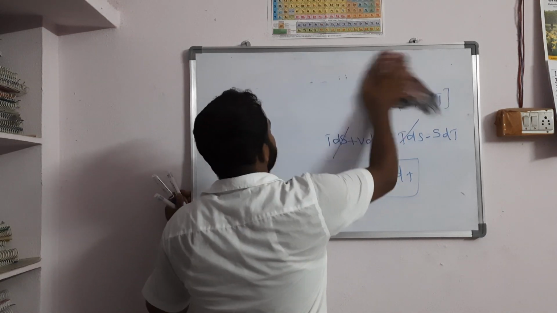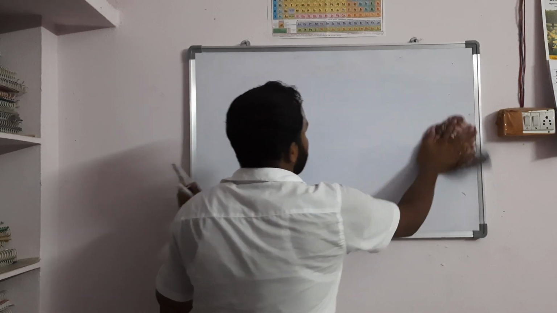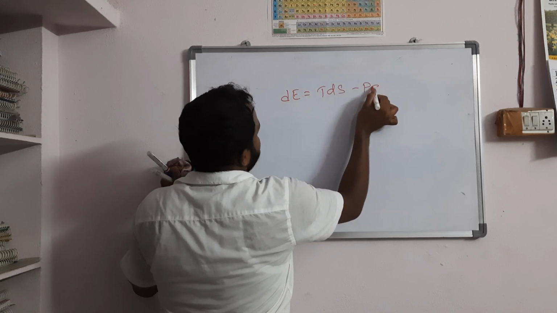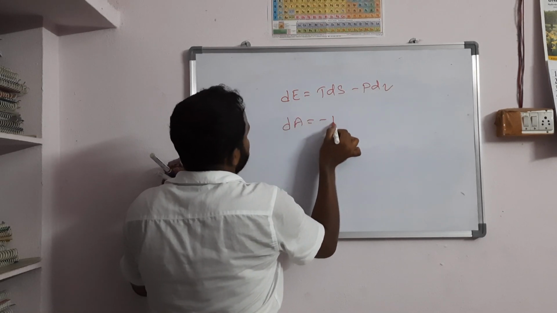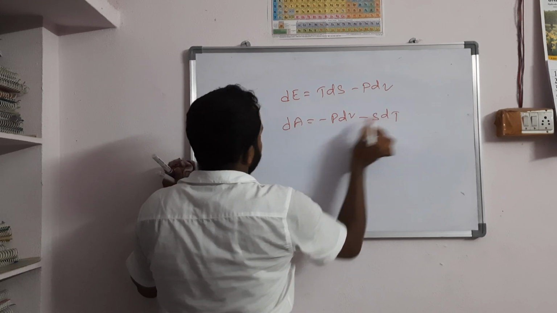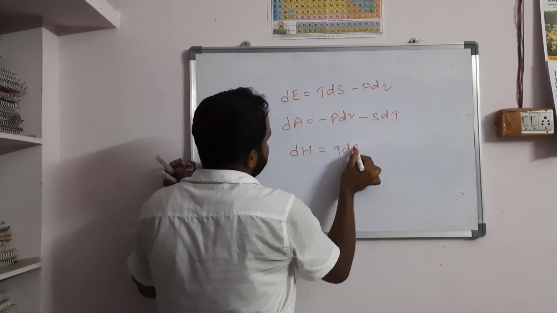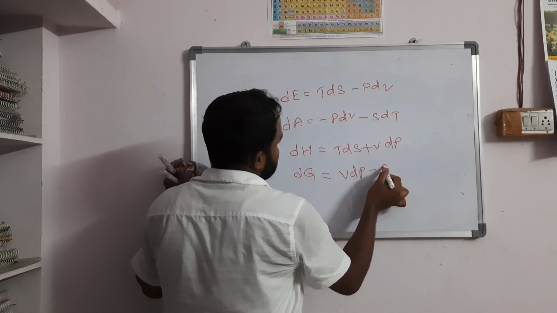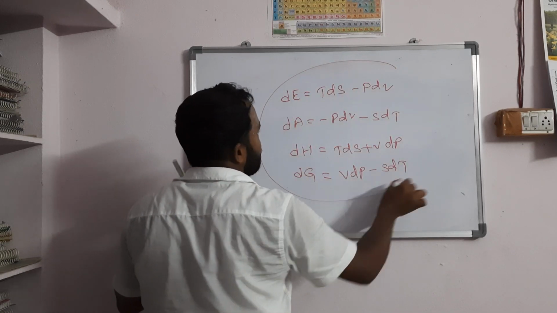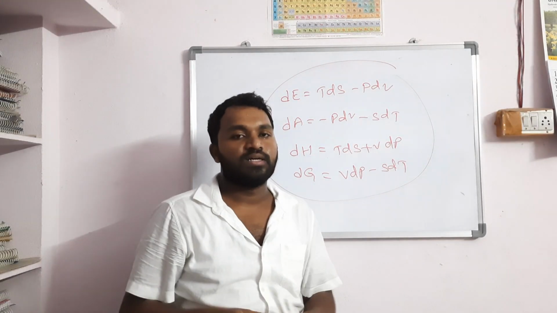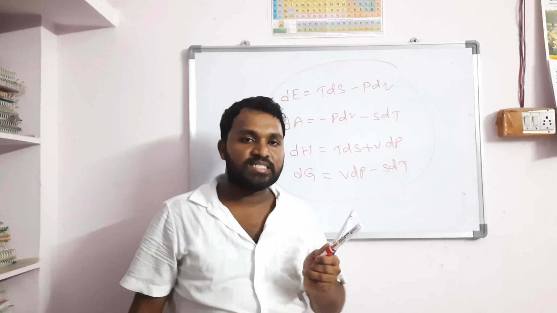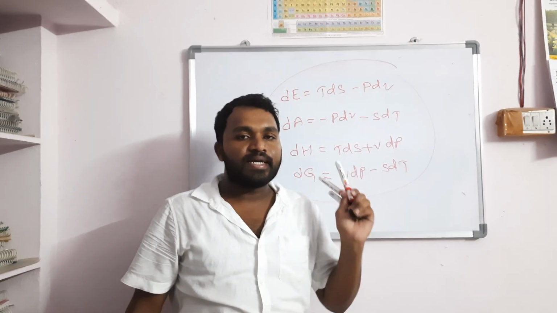Just again I am repeating: dE is equal to TdS minus PdV. Next dA is equal to minus PdV minus SdT. dH is equal to TdS plus VdP. dG is equal to VdP minus SdT. These are called the Gibbs equations in thermodynamics.